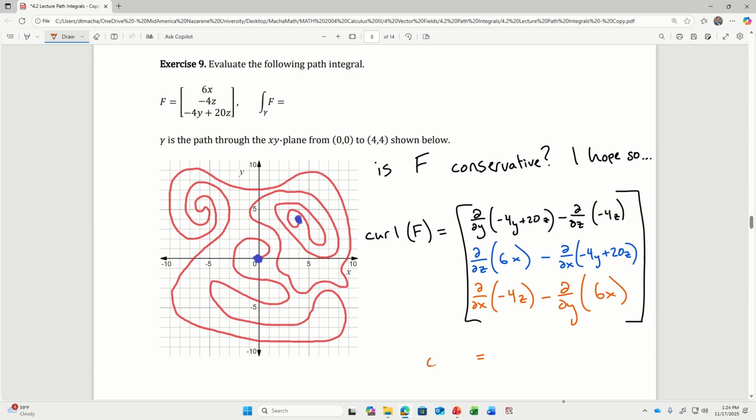So the curl of f is negative 4 minus negative 4, 0 minus 0, 0 minus 0. And so yes, it is conservative.